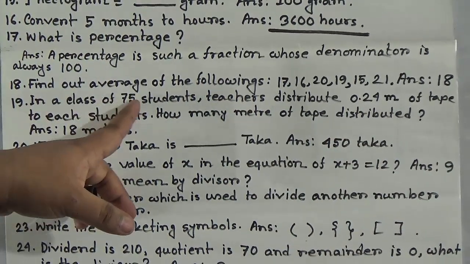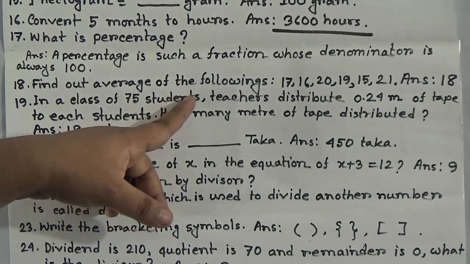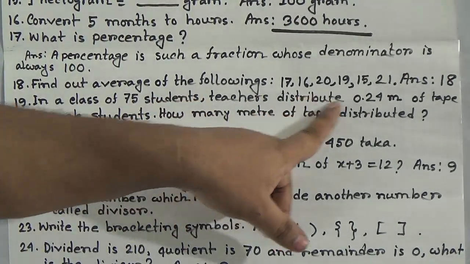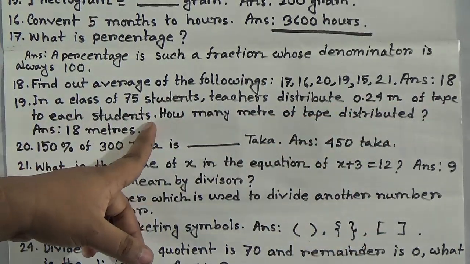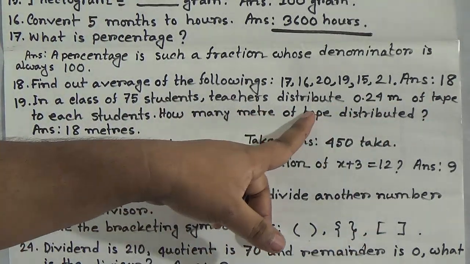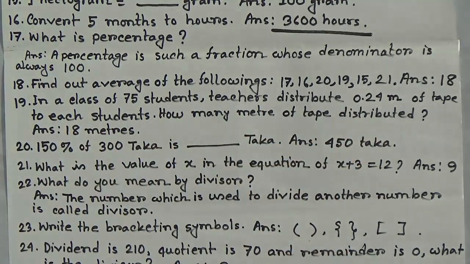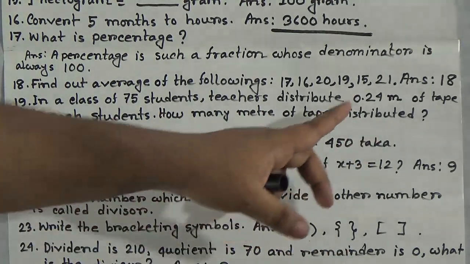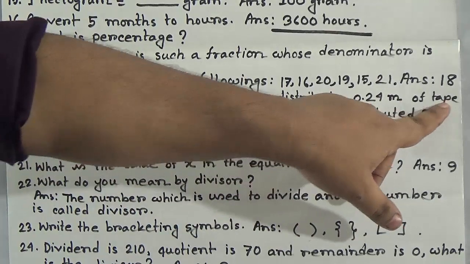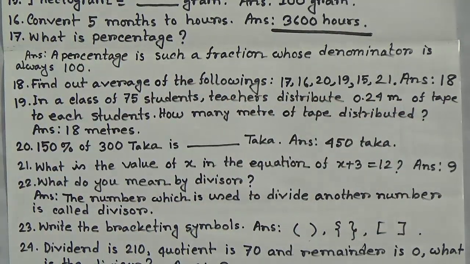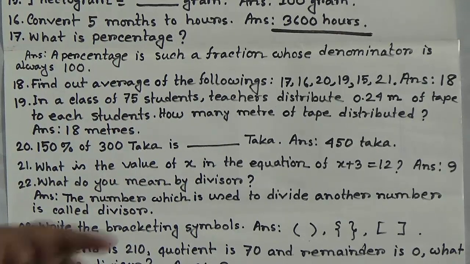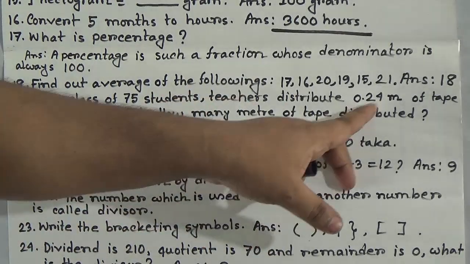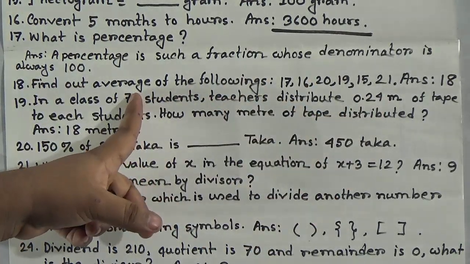Okay. Our next question is number 19. In a class of 75 students, the teacher distributes 0.24 meter of tape to each student. So how many meters of tape are distributed? That means one student gets 0.24 meter of tape. Then how many meters of tape do 75 students get? So we multiply this 0.24 with 75 and we get the answer. So now, start.